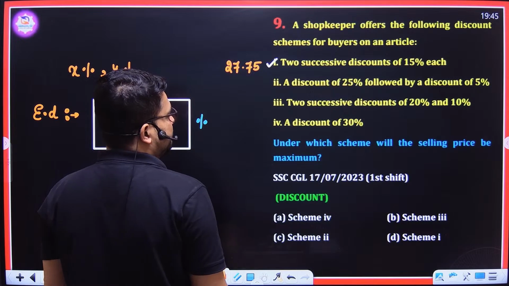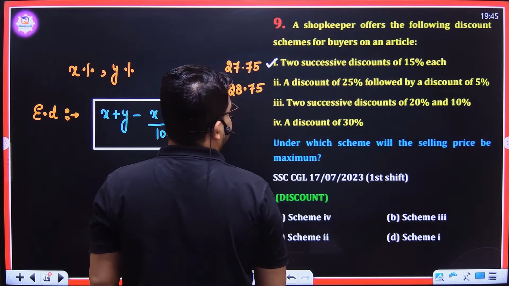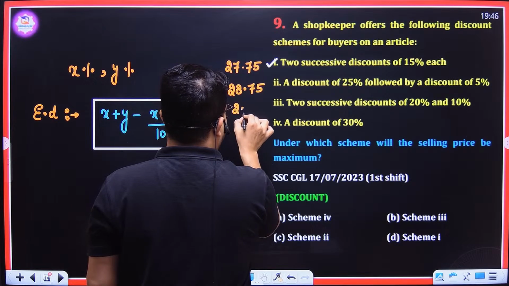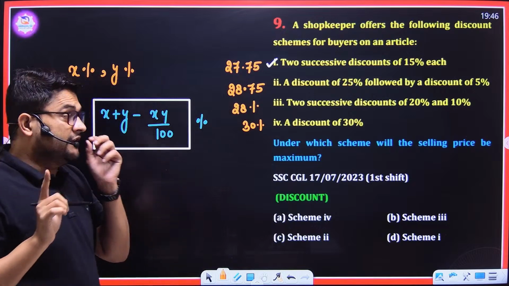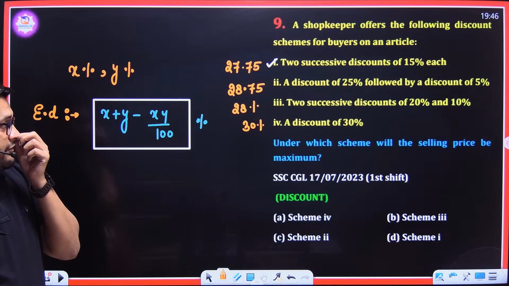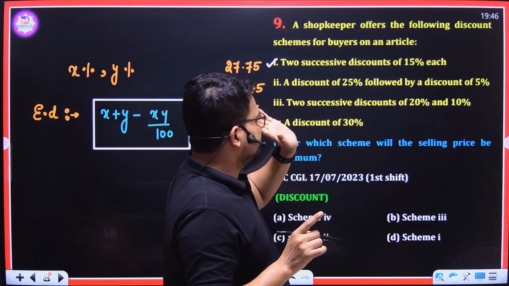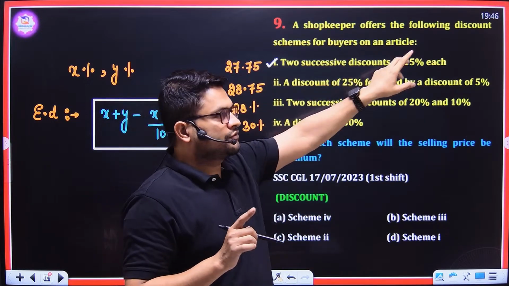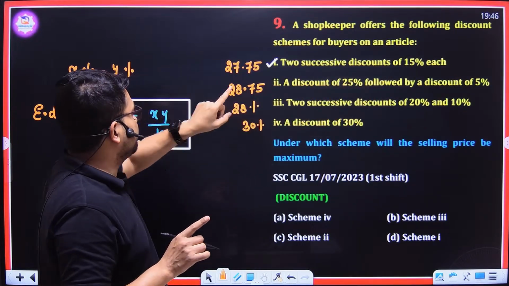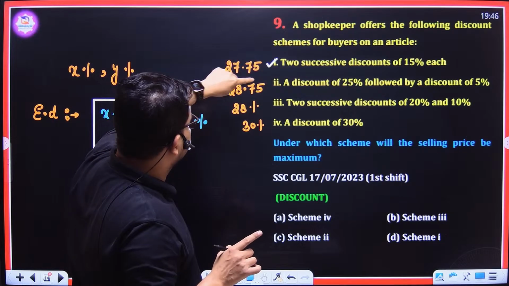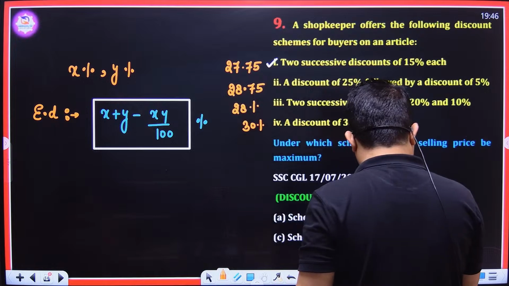25 plus 5 minus 25 into 5 by 100 would be 28.75, and the others would be 28% and 30%. So see, I will give you a very fantastic concept. If the summation is the same, here the summation is 30 in each case, then where the difference between two successive discounts is minimum, that will give you the least discount percentage. Here we get the least discount percentage, so we get the maximum selling price. So scheme 1 is my correct answer. You can write it.